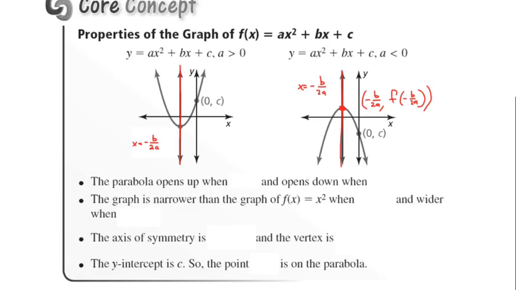Alright? So here we go. The parabola opens up when a is greater than 0, and it opens down when a is less than 0. Okay? Alright, basically, when this is positive, it opens up. When that's negative, it opens down.